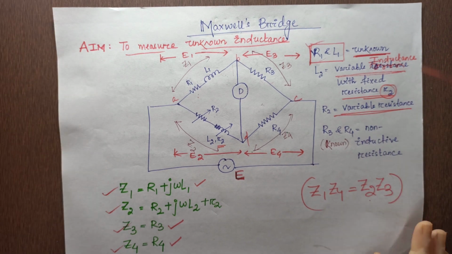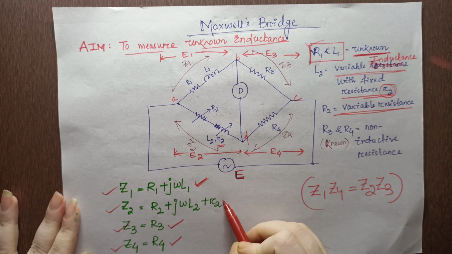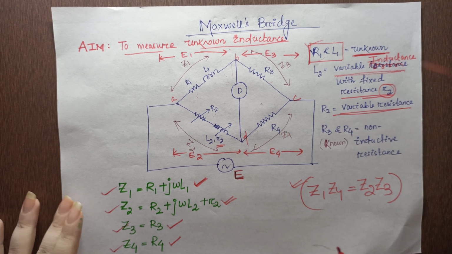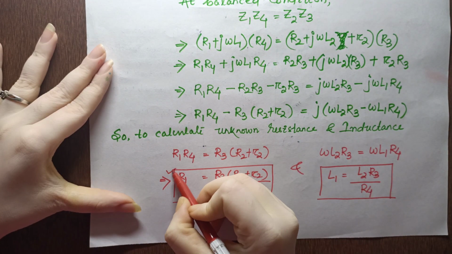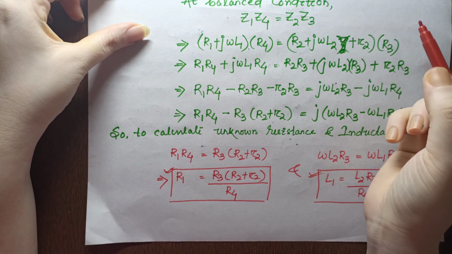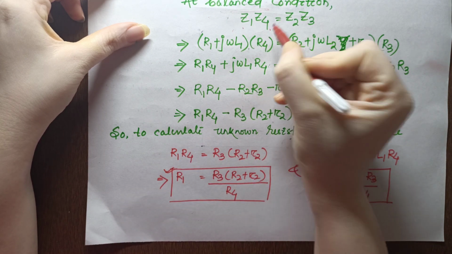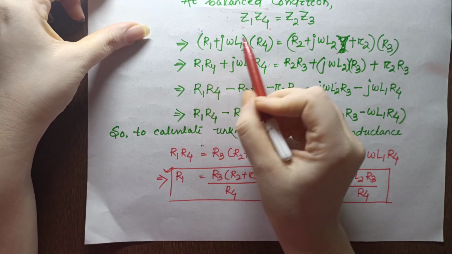Anyways, your work is that you have to find the impedance in each arm, write it down in polar format or in rectangular format, and then use this balanced condition. So let's see whether we can find the value of R1 and L1. As per the AC bridge condition, for a balanced condition Z1 into Z4 is equal to Z2 into Z3. You have already calculated these values, so you are just replacing them.